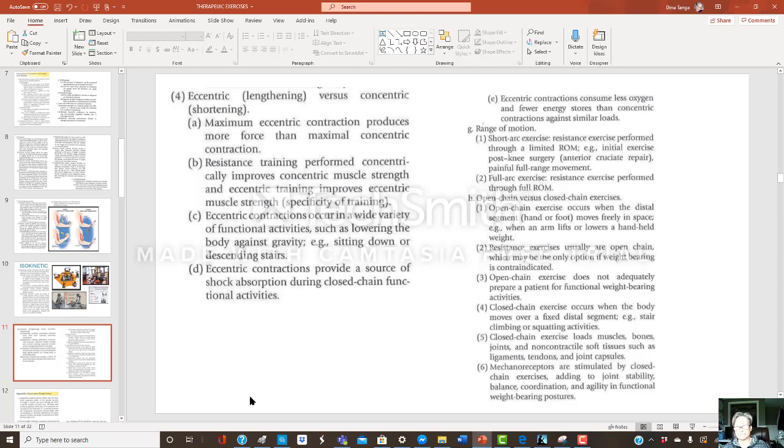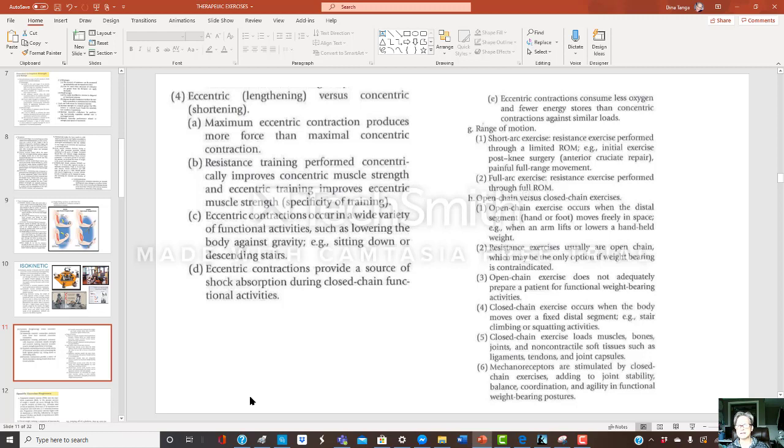G. Range of motion. Short arc exercise. Resistance exercise performed through a limited range of motion. Initial exercise post-knee surgery, such as an anterior cruciate repair. Painful full range of movement. Full arc exercise is resistance exercise performed through full range of motion.